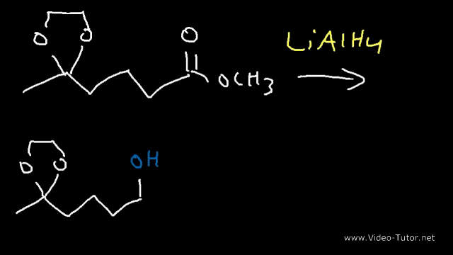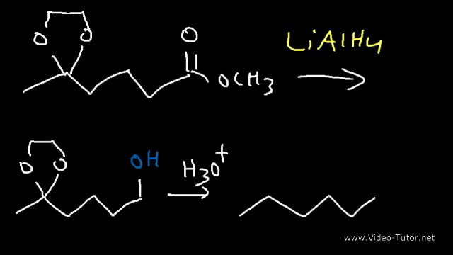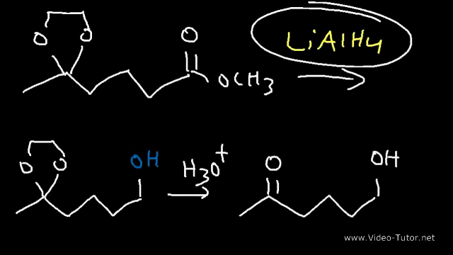And now to remove the protecting group, we need to add water under acidic conditions. And so this is going to convert back to the ketone. And so that's how you can reduce an ester but not a ketone when they're in the same molecule. You have to protect the ketone from lithium aluminum hydride. Once you do that, you can reduce it with this reducing agent and then deprotect it with H3O+, and that's that.